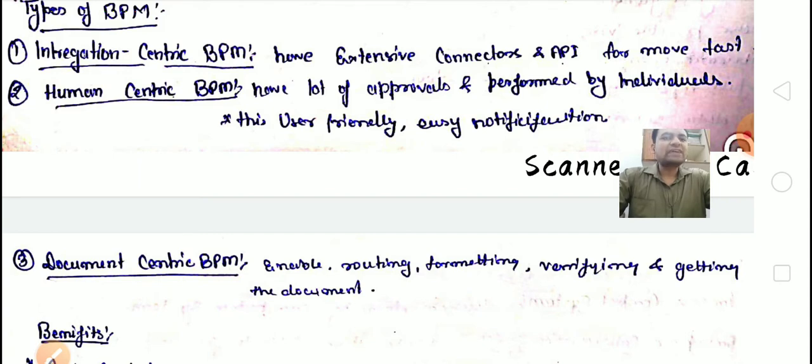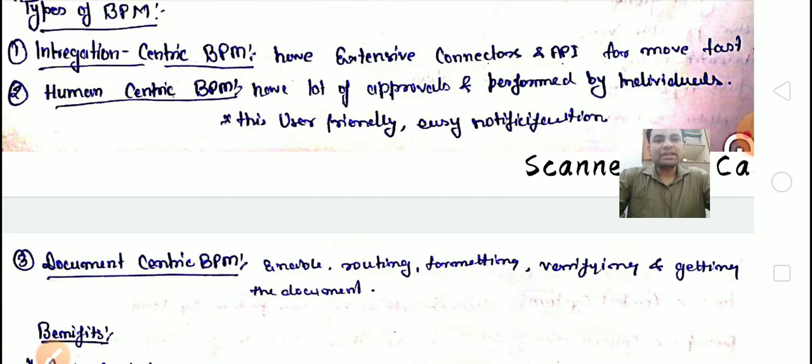It has extensive connectors and APIs to move fast. It means that whatever connectors and APIs, meaning application software, are there, they will be used and connected with each other for fast processing. So this is called integration centric BPM, where different tools and software are integrated with each other. Okay, so the output will come fast, and the process will be done fast.